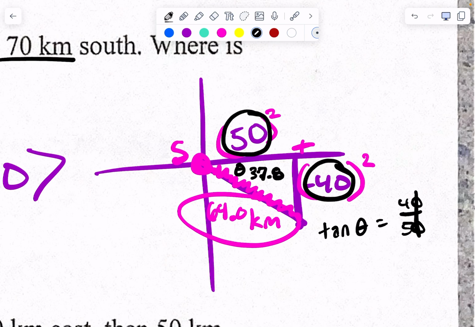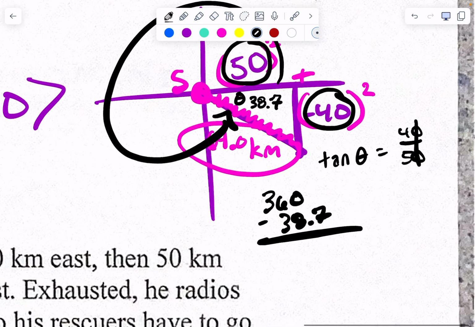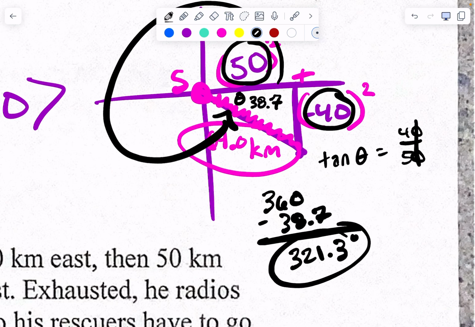38.7. Do I need to add, subtract, or do something else? Subtract. So 38.7. Now I want to know what this is. So 360 minus 38.7 degrees gives 321.3 degrees. So I am at 321.3 degrees, 64 kilometers from where I began. That's where my goose is ending up. Make sense?